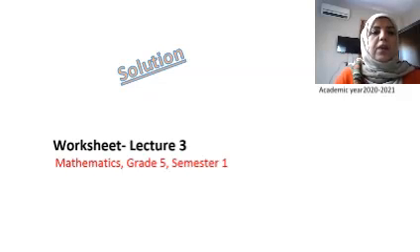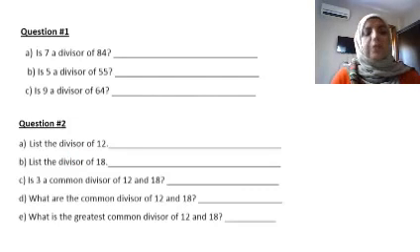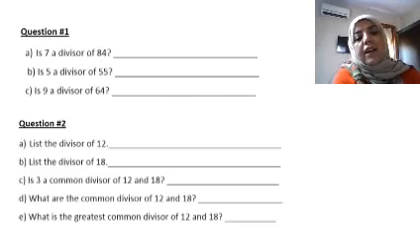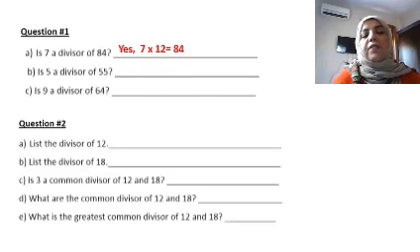So as I told you, we are going to start solving the worksheet of lecture 3. So I'm going to start with the first question. And this question, is 7 a divisor of 84? So you have to think of the number you multiplied by 7 to get 84. So 7 times 12 equals 84, so yes, it's a divisor.